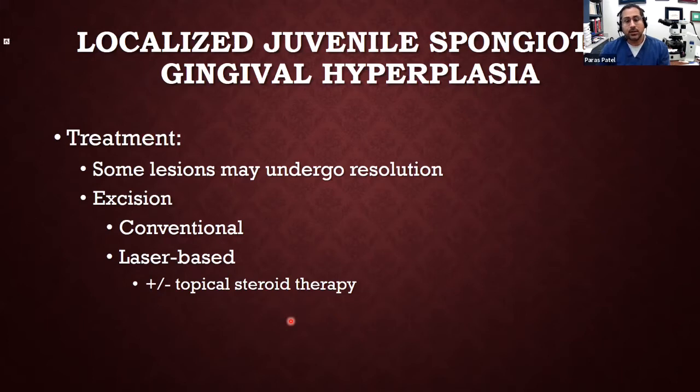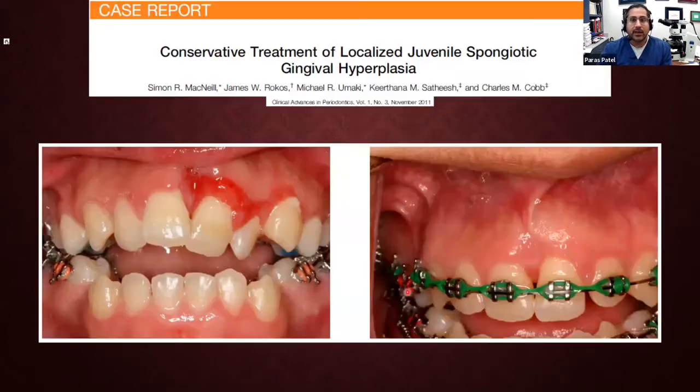So if you can inform the parents that, hey, this is this process, we've biopsied it, this is what we think it is, some of these may undergo resolution. You make the decision together, okay? The parents are involved or the patient is involved in this decision. Sometimes it's an aesthetic concern, and so they want to get it removed, and that's when you talk about doing different therapies for this. There was a publication in a periodontics journal, Clinical Advances in Periodontics, about using laser ablation followed by topical steroid therapy, and they had phenomenal results.